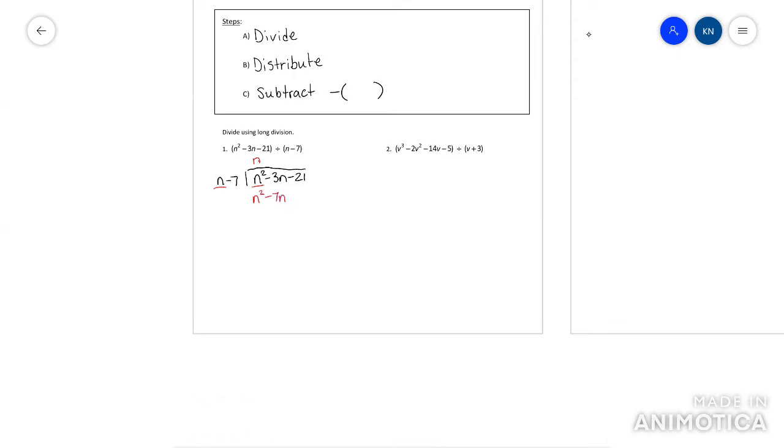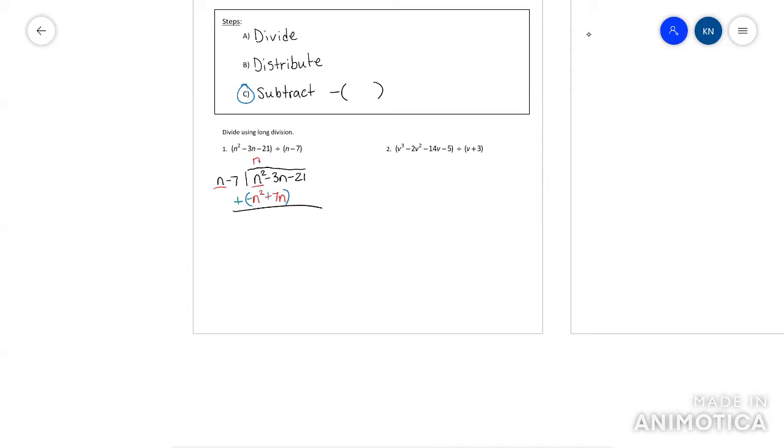Now the key here is step C. This is the hardest part. This is where everybody messes up. You need to do minus parentheses. You're minusing this whole thing. So some people like to distribute the minus and make it a plus. You can totally do that as long as you change these signs. I would actually recommend doing that.